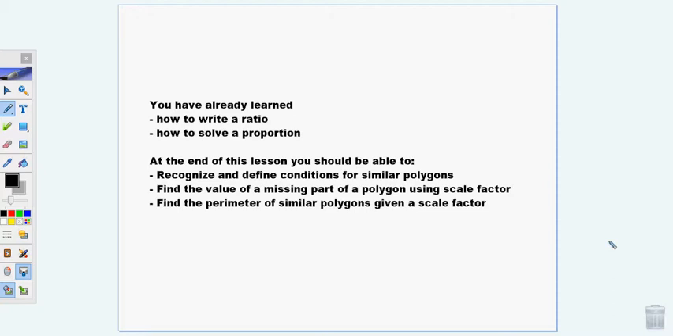I want you to be able to find the value of a missing part of a polygon using something called a scale factor, whether that's sometimes an angle, sometimes a side, sometimes a perimeter, sometimes area, okay, and we should be able to do that. And the last thing is to find the perimeter of a similar polygon given a scale factor. And so we'll talk about what each of those words mean, and what we can do with each of them as we keep going through this lesson. So let's talk about similar polygons first.